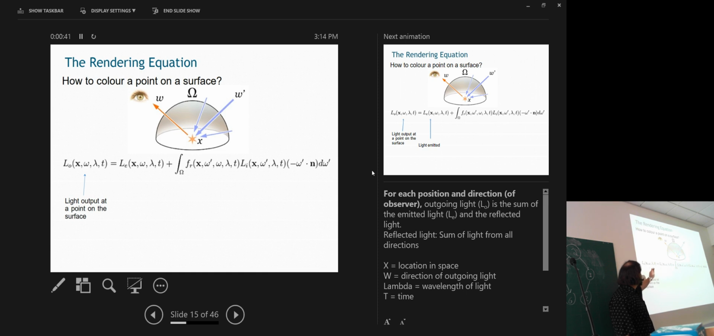signified by X. Omega is the outgoing direction and outgoing angle, or like the angle we're observing that X point. We have lambda. Any guess what it stands for?